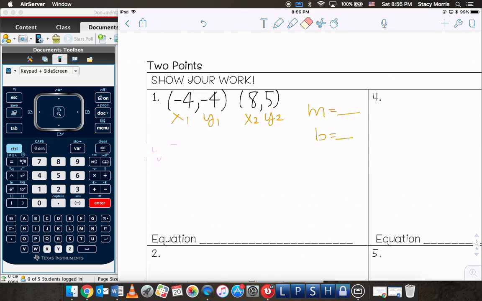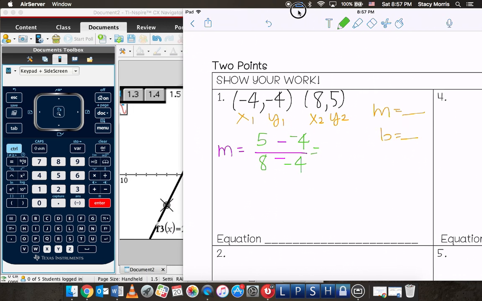So not y, but m equals, draw your fraction bar, put your minus signs, and then we're plugging in our numbers. So y2 is 5 minus y1 is -4. Make sure you put that negative with it. Divided by x2 is 8 minus x1 is -4. And then we're going to simplify that.